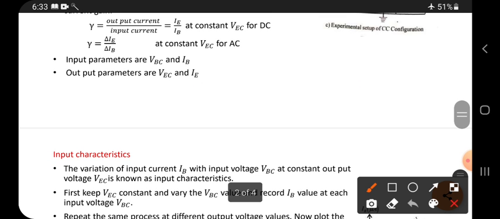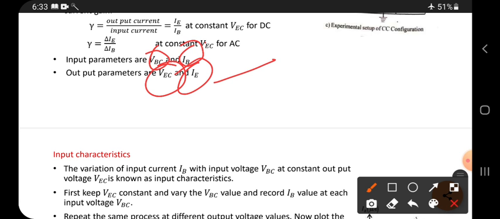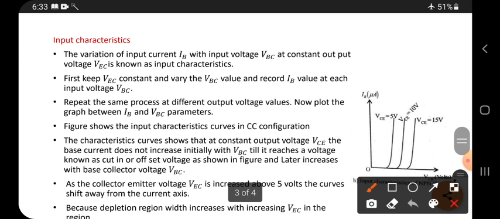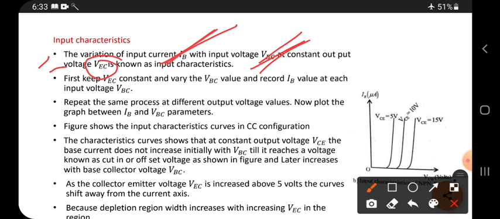See, the input parameters are VBC and IB, and the output parameters are VEC and IE. Next, input characteristics. The variation of input current IB with input voltage VBC at constant output voltage VEC is known as input characteristics. That means keep VEC constant, change the input value and note down the corresponding value. Again change it, note down the corresponding value. Continuously increase this value and note down the corresponding values. Next time, change VEC.